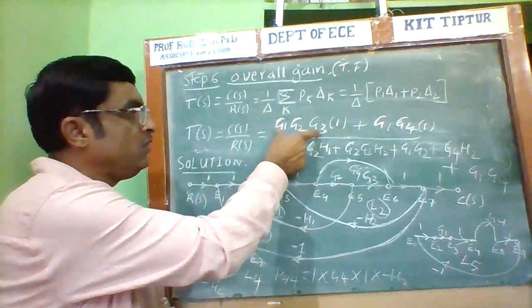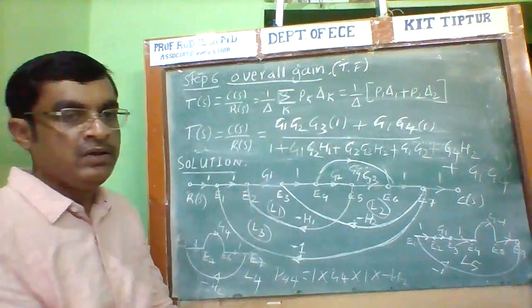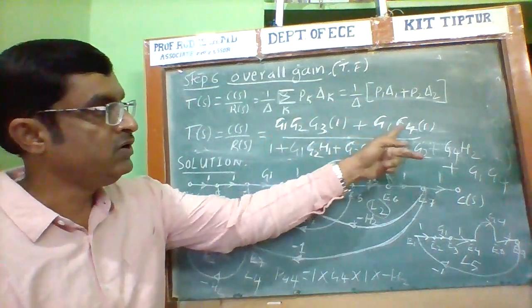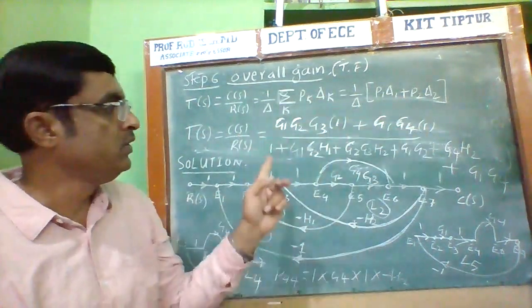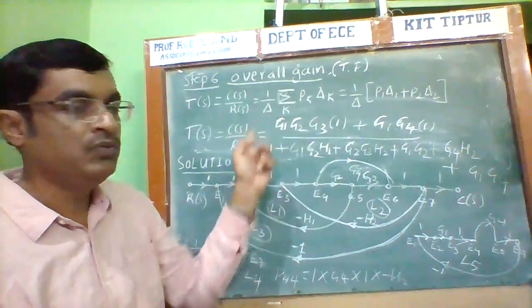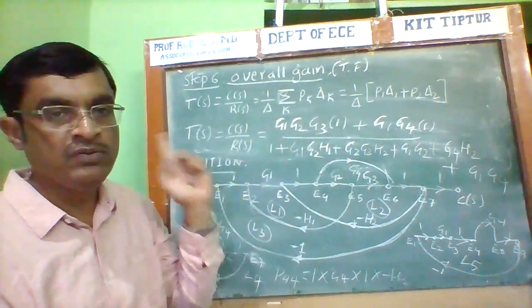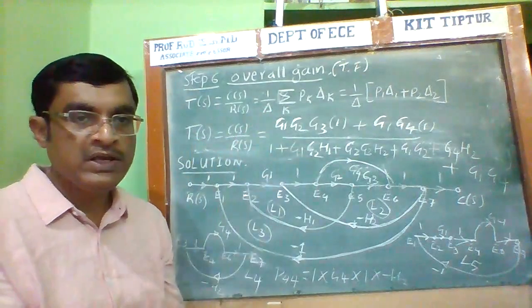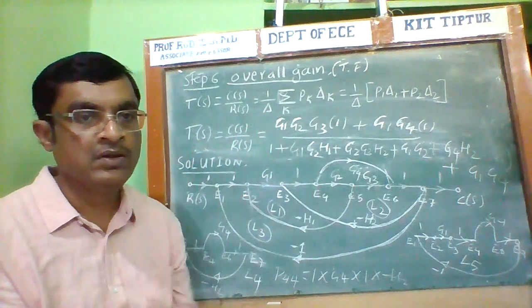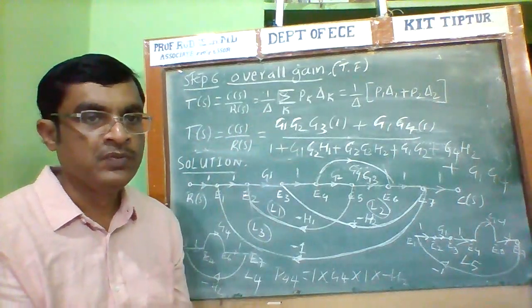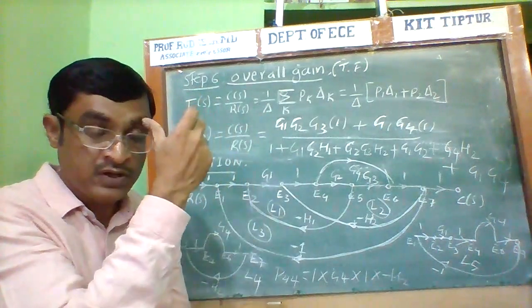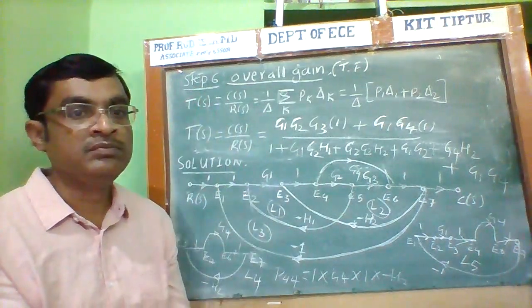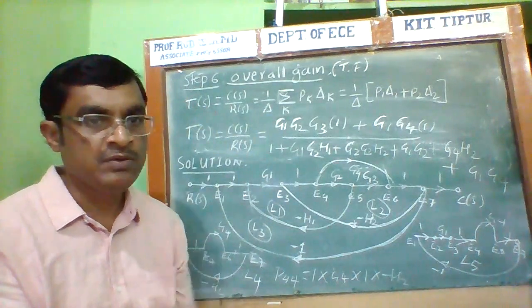Now, what is the P1 value? It is G1, G2, G3, into delta 1 value, which is 1. Plus G1 into G4 into delta 2 value, which is 1, divided by the delta value. This is the overall gain of the system, represented in the form of a signal flow graph by using Mason's gain formula.